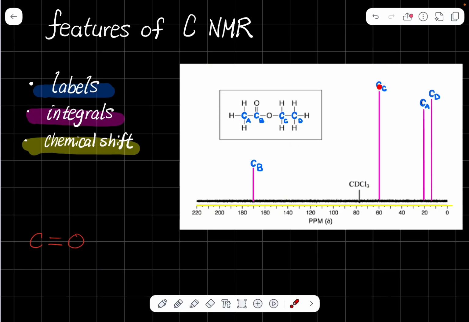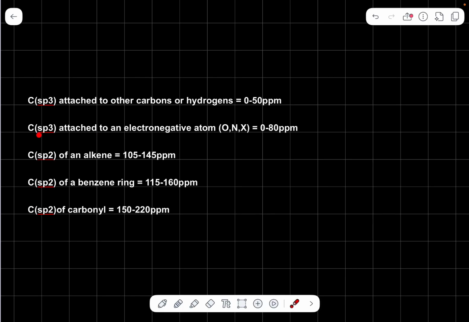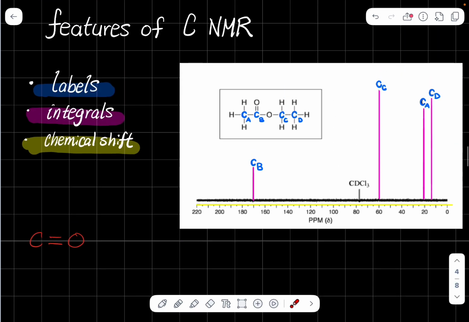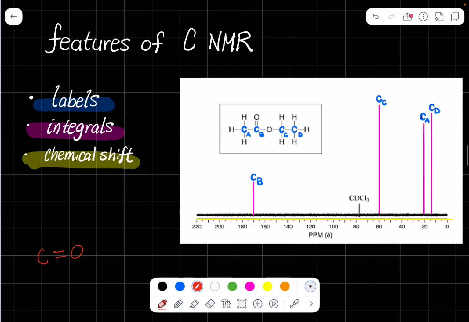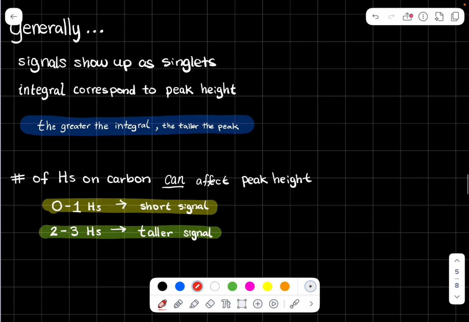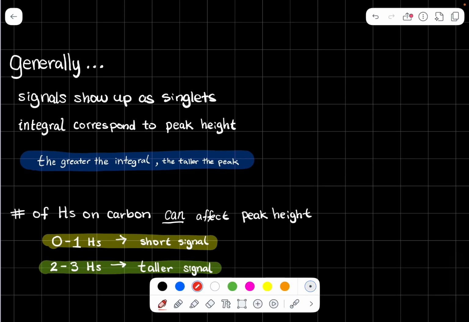If we take a look at carbon C, it is an sp3 carbon attached to an electronegative atom, an oxygen. Taking a look at the chart, an sp3 carbon attached to an electronegative atom belongs in the 0 to 80 ppm range, which is consistent with what we see in this chart. There's also some other rules that are generally but not always true, and they might help you distinguish signals for carbon NMRs in this course, but in real experiments, it might not be as straightforward. So these are generally true, but not absolutely true.